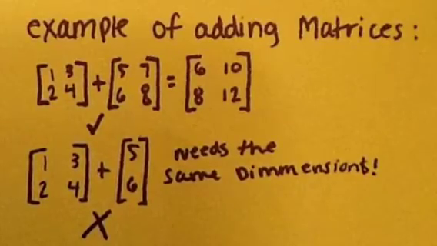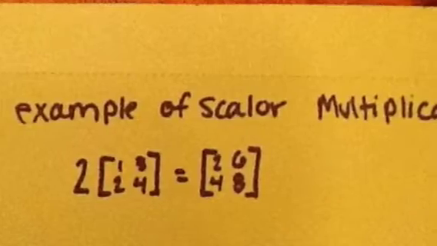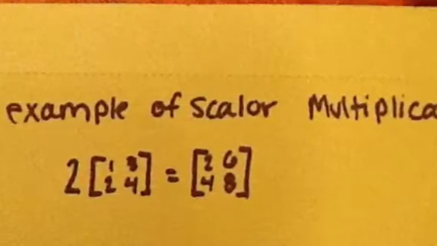To add two matrices, they need to have the same dimensions. Scalar multiplication is when you multiply an entire matrix by one number.